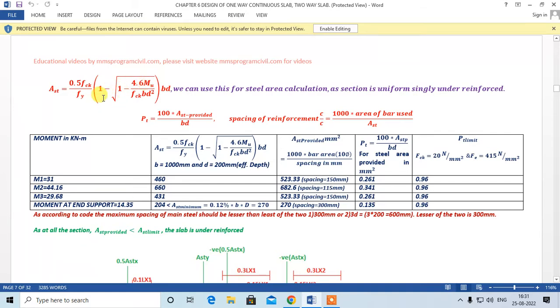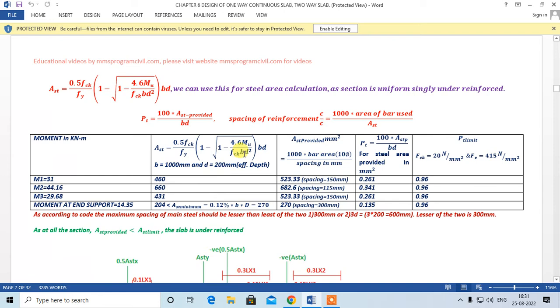So we are using this formula. Put the value of moment over here, you get the value of required steel. This is the required AST. So 460, 660, 431, 204. And now this is less than AST minimum, which should be 0.12% of the overall cross section of the slab. So that is 270 mm square. So instead of 204, we will have to take 270, right?